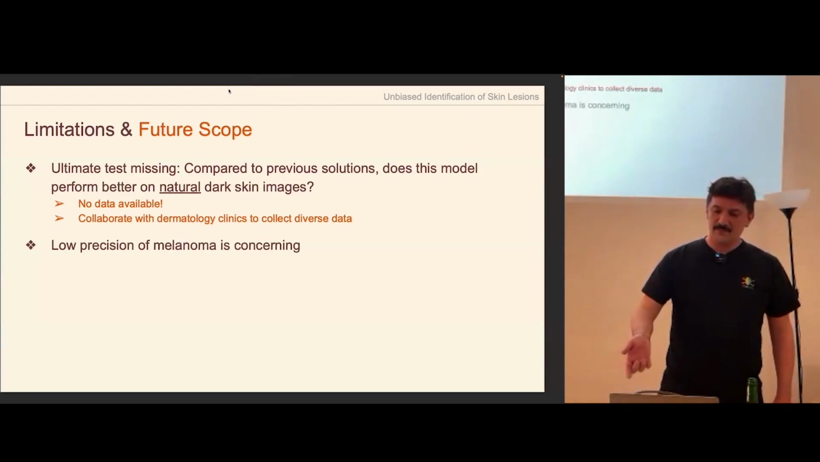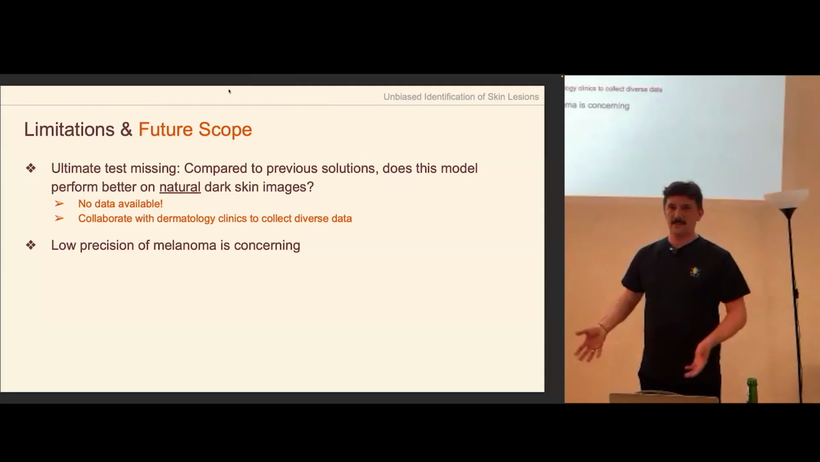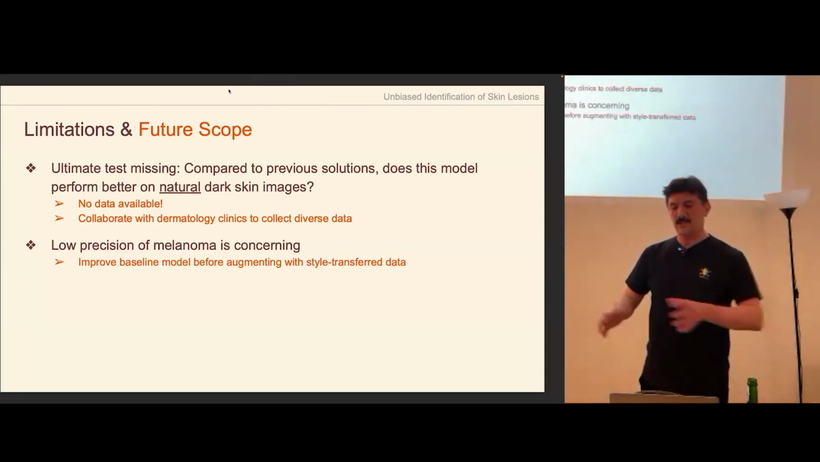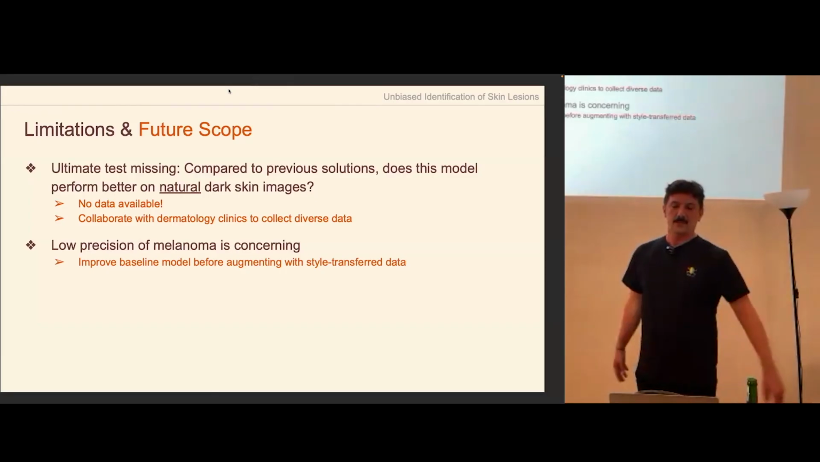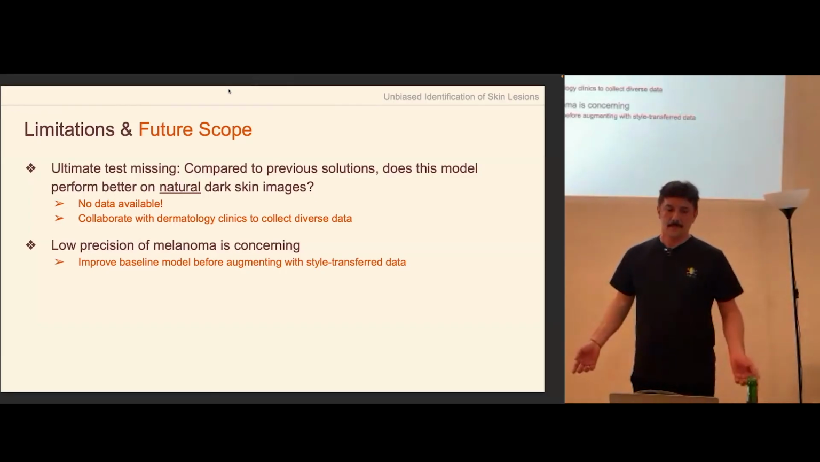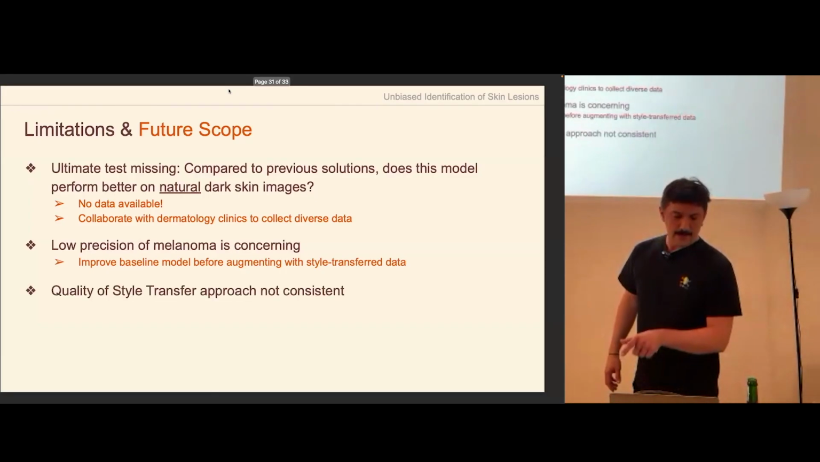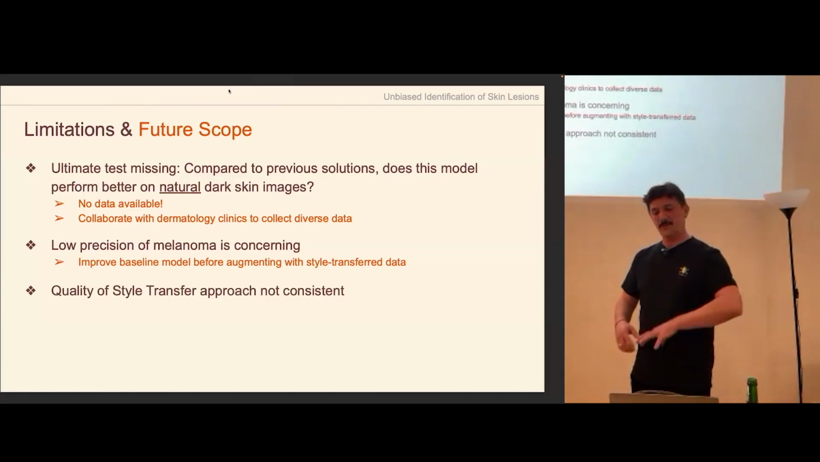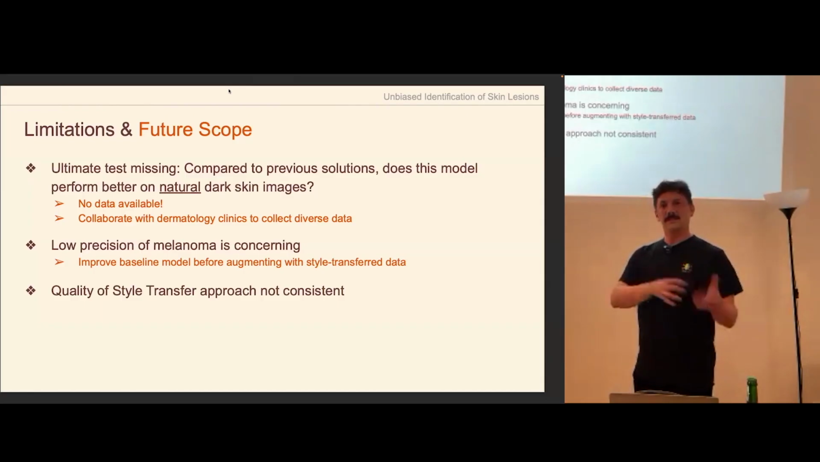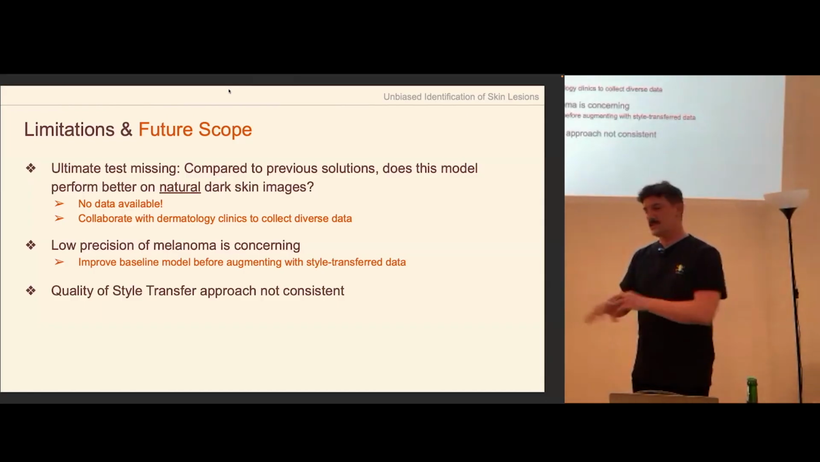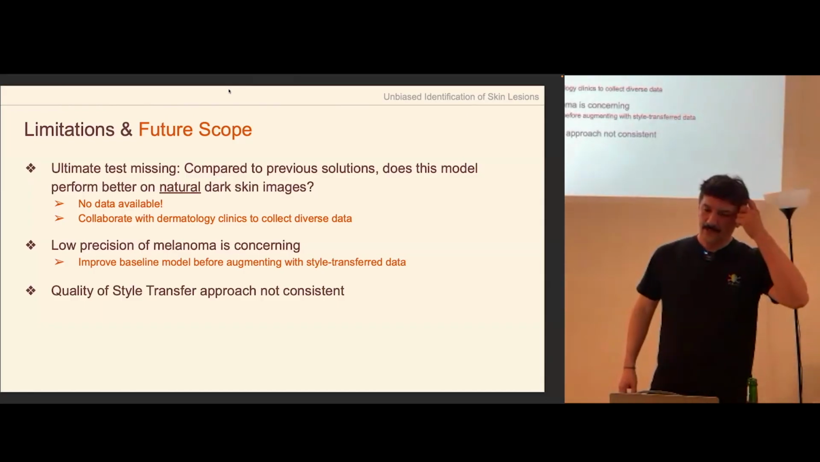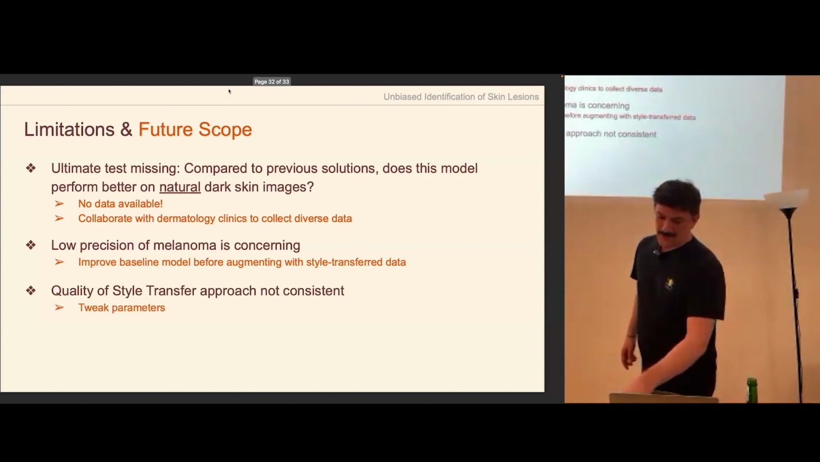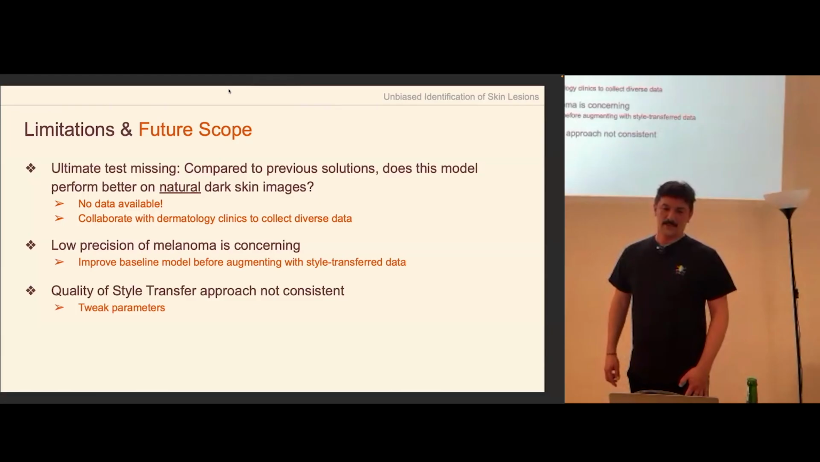Then there's the low precision of melanoma that's concerning. If you remember, a lot of false alarms that you don't want to have. This is something where also the baseline model, even before augmenting it with style transfer data, needs to be improved. And then in the end, we saw that with the style transfer approach the quality is not always consistent. In some cases, the features are correctly transferred. In other cases, they don't, so that the model suffers from that. So that needs further parameter tweaking.